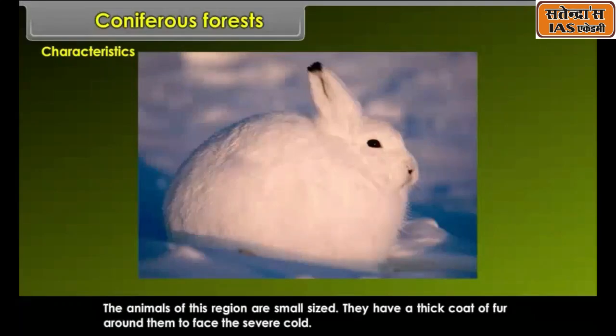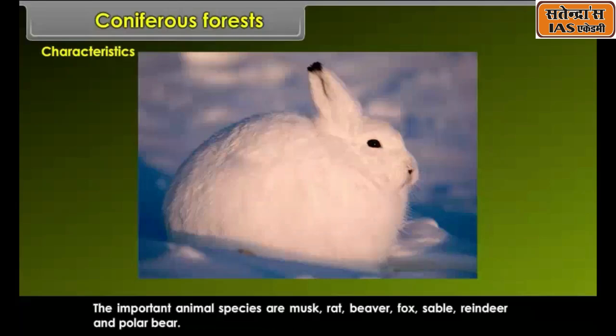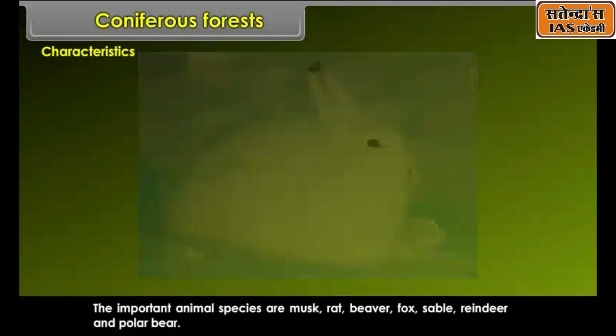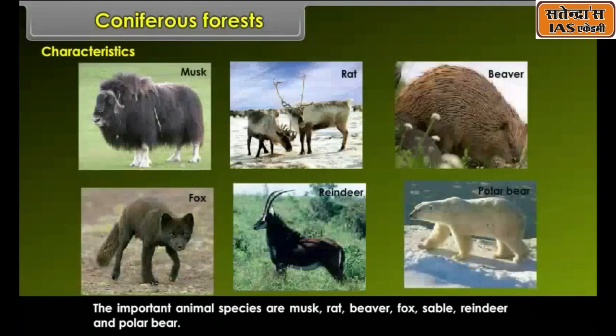The animals of this region are small-sized. They have a thick coat of fur around them to face the severe cold. The important animal species are musk rat, beaver, fox, sable, reindeer and polar bear.